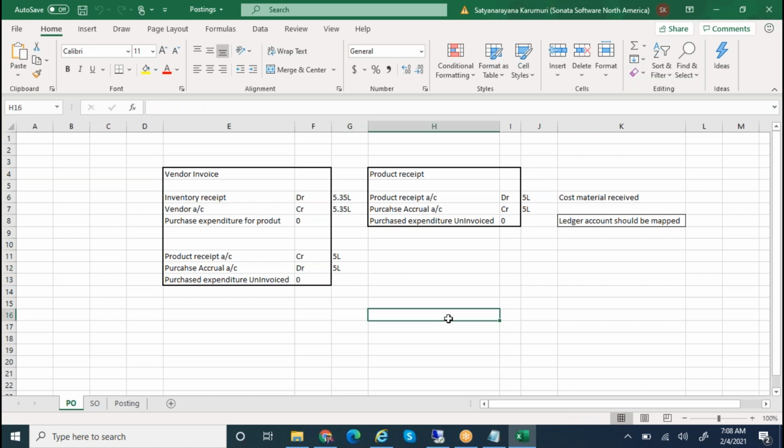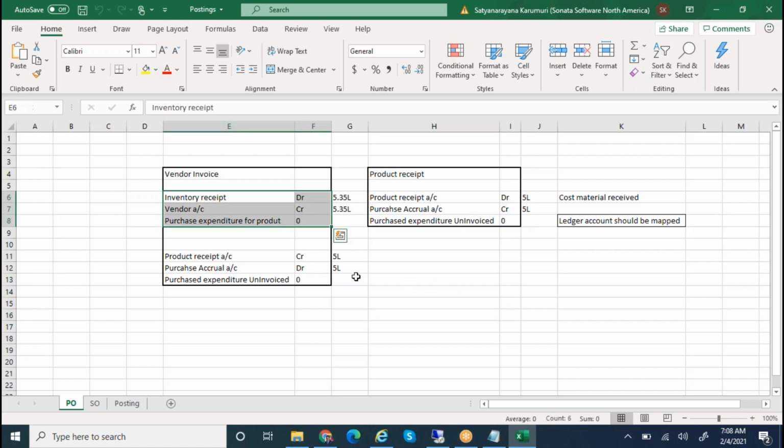And in case we disable posting at the time of product receipt, then while posting the invoice there will be only two dimensions. Exactly, inventory. Okay, only three. These are zero three also. Yes, three, zero also, yes. Exactly, thank you.